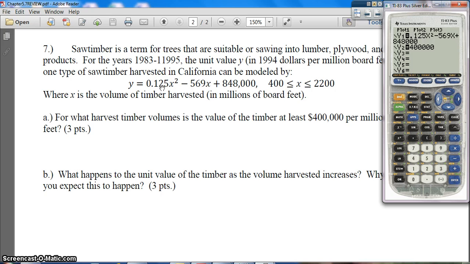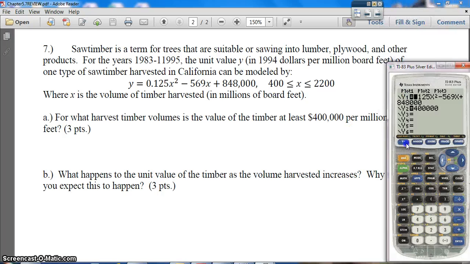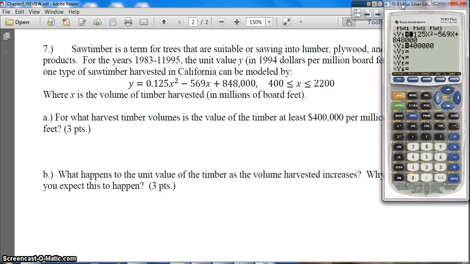And when I answer A, okay, X is the volume of timber harvested. So you get an idea when you're looking at this what you're looking at. And Y is the, I guess, what, per million board feet of one type of saw timber harvest in California. So it's just one specific value. They want to know when you made $400,000 per million board feet. So when you graph this, that's what you look like.